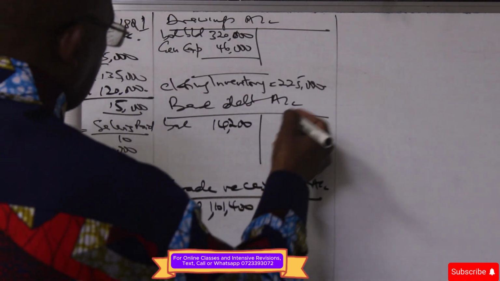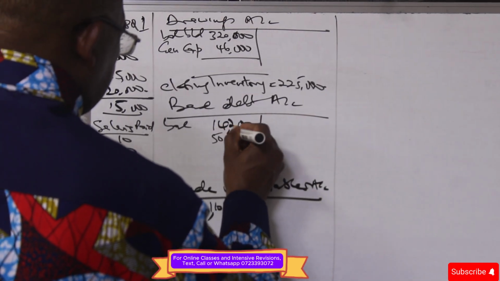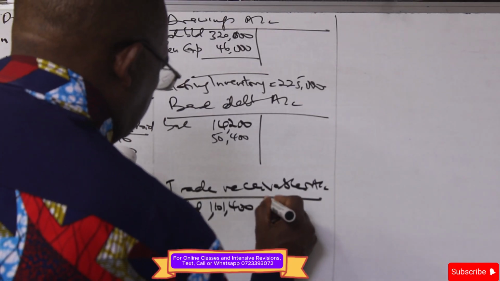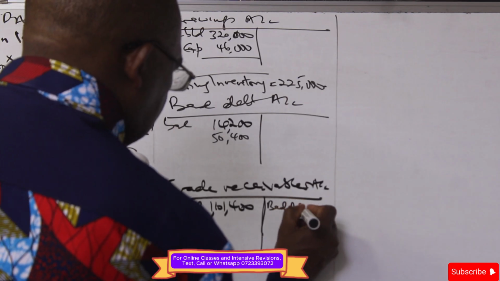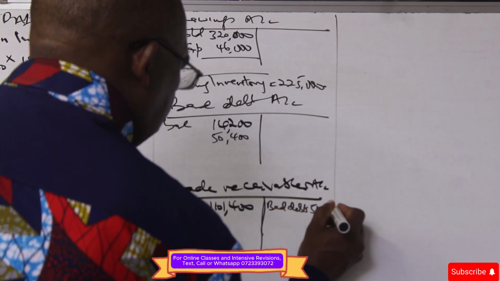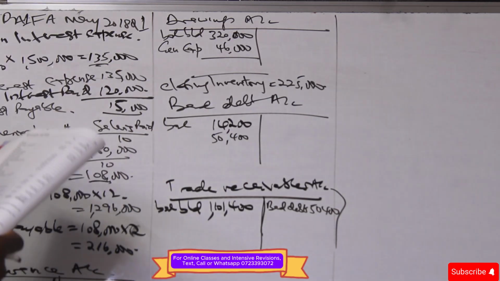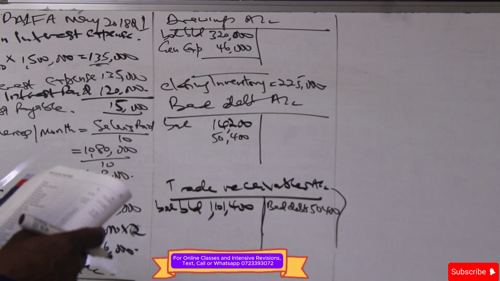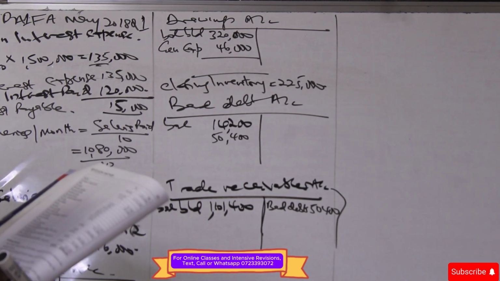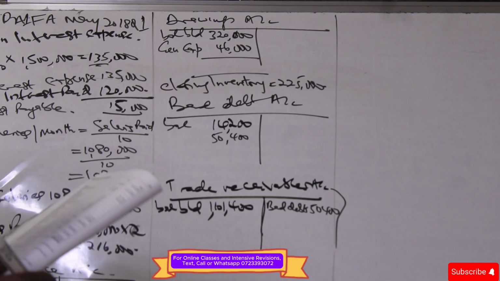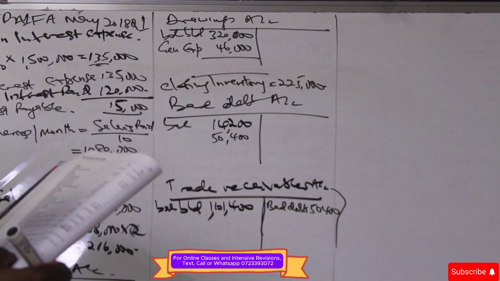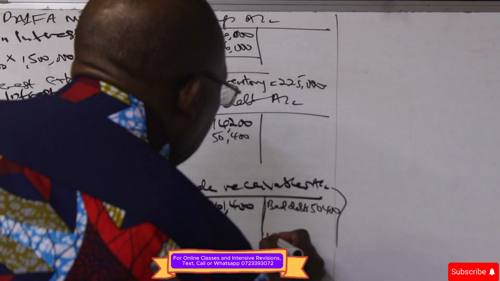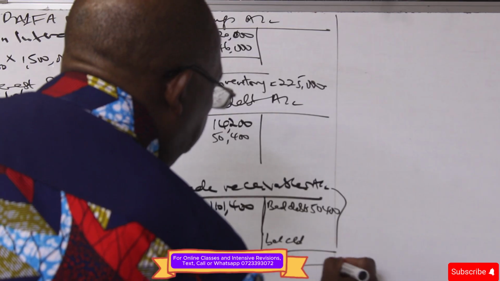So we add 5,400 and we say bad debt. We reduce our receivables with the 5,400. Then we are told this amount is to be written off. Now, an allowance for receivables is to be maintained at 3% of the remaining receivables. So once we get our balance carried down, we now provide for doubtful debts.